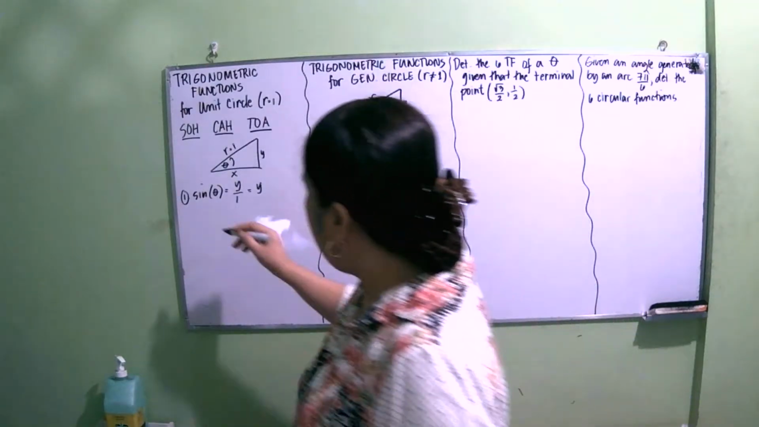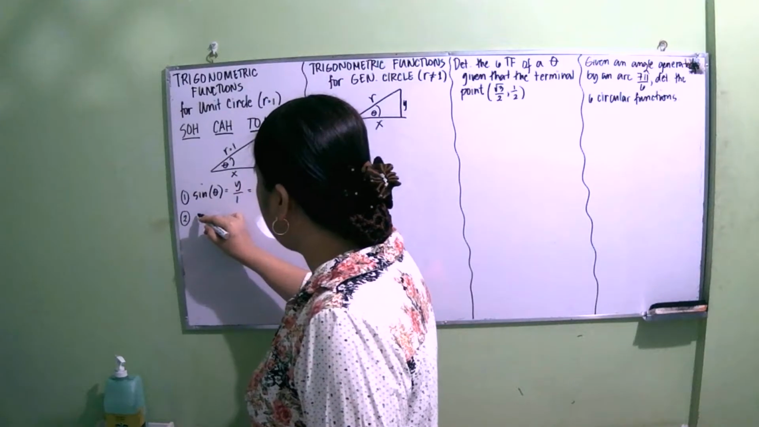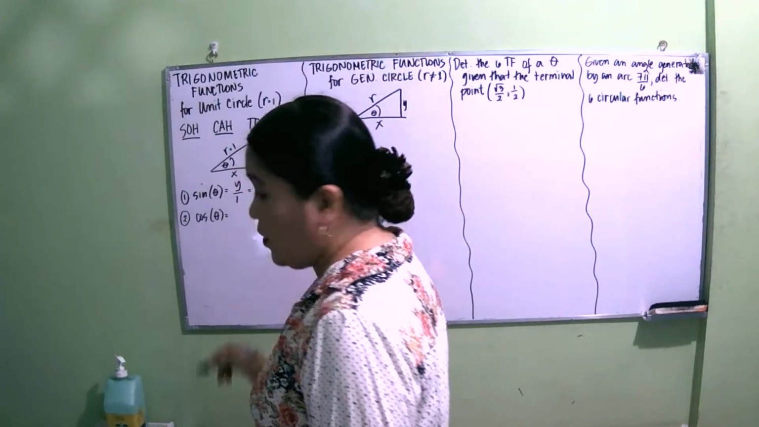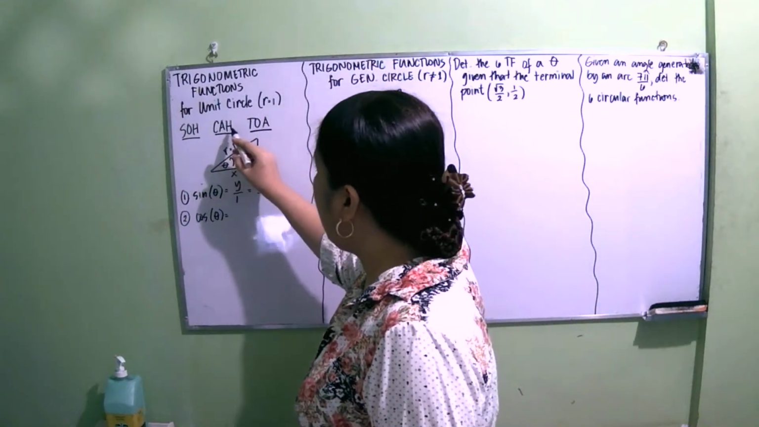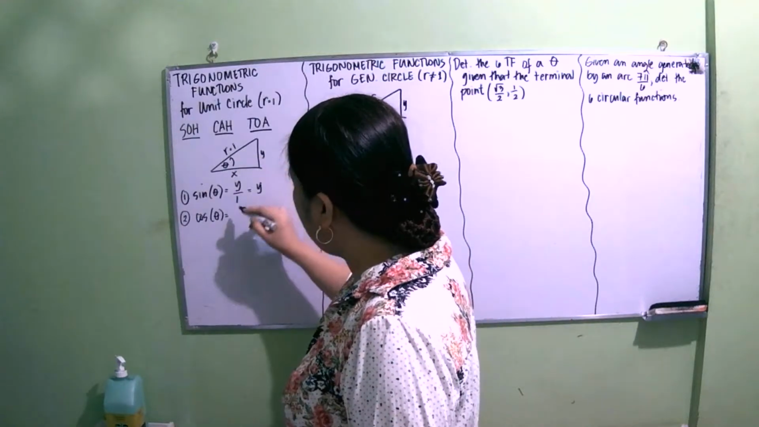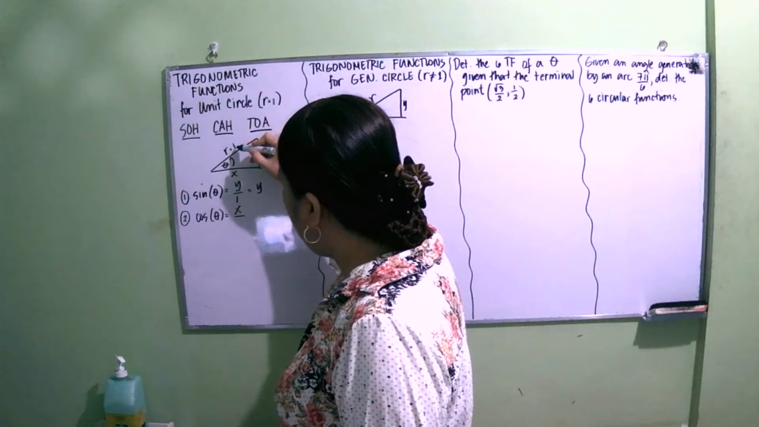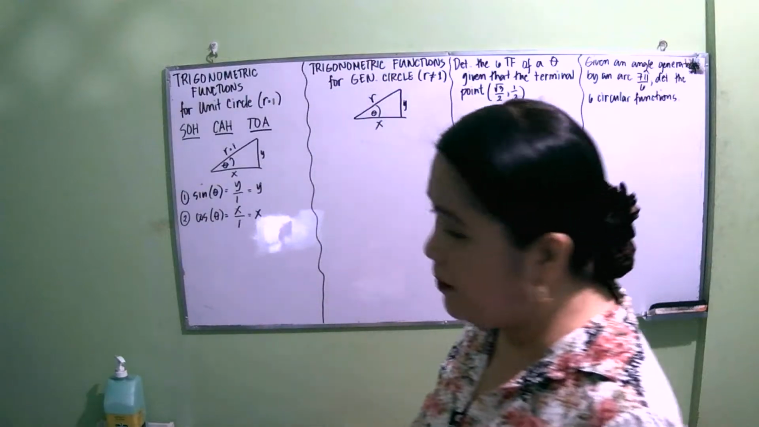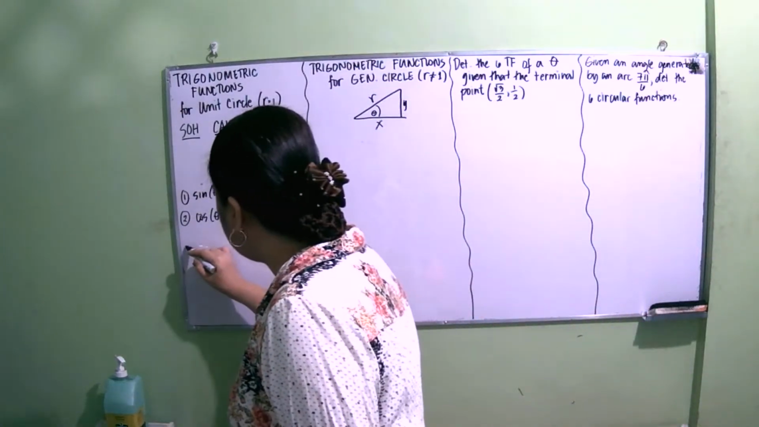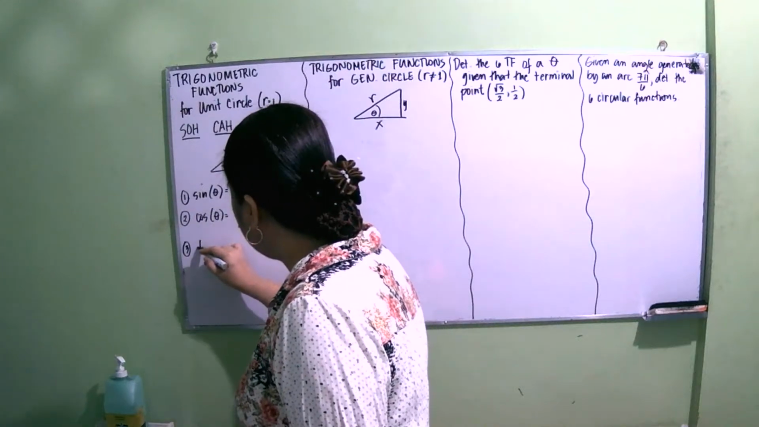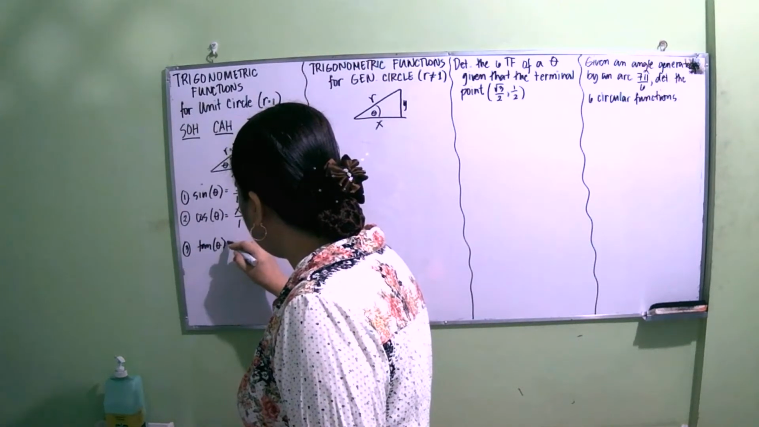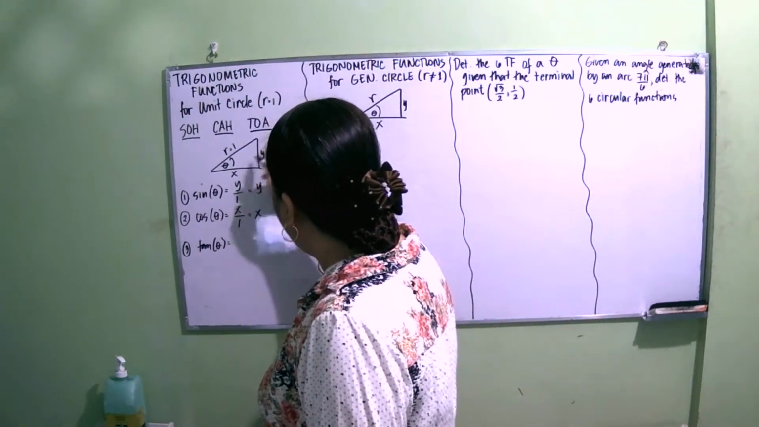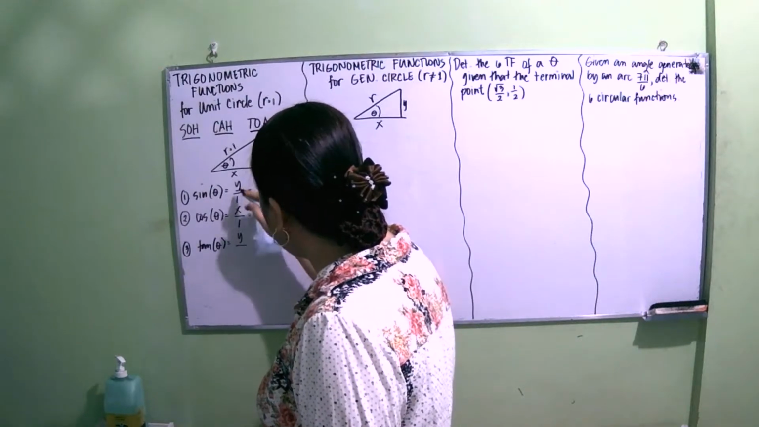Okay? Next, let's have now the second trigonometric function or circular function. We have the cosine. So cosine theta is equal to, okay? So that is adjacent over hypotenuse. So ang adjacent side natin is x. Ang hypotenuse natin is 1. Therefore, x divided by 1 will give us x. Okay? Then next, we have the tangent. Okay? So tangent theta will be equal to opposite over adjacent. Opposite y over adjacent, which is x.